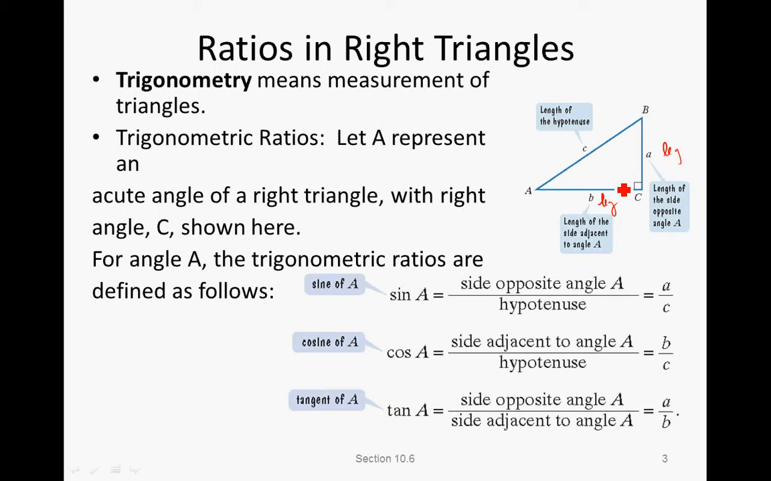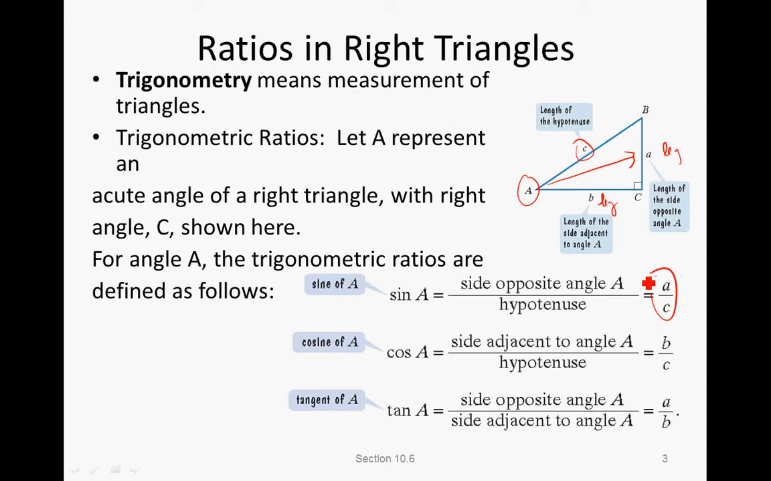Now, trigonometric ratios are ratios of the sides of these right triangles. For instance, if we look at angle A and we look at the side opposite angle A, which is labeled with a lowercase a, and we look at the hypotenuse, which is labeled with a lowercase c, we can say the ratio of those sides is A over C. And the interesting thing is, whenever you have a particular angle, say a 30-degree angle, it doesn't matter how big your triangle gets, the ratio of side A to side C is always the same number. It will always be that way.